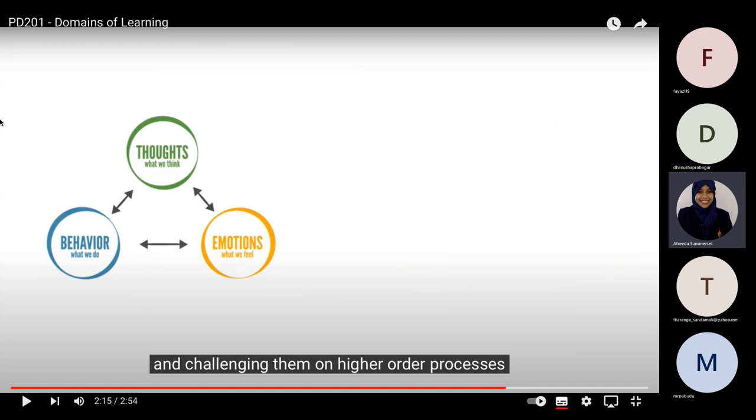And then the next one is the chart, like how they go from behavior to your emotions to your thoughts, like how these three are interconnected, right? So that is also very important. Your emotions will go to your thoughts, then your behavior, right? It is very, very important.